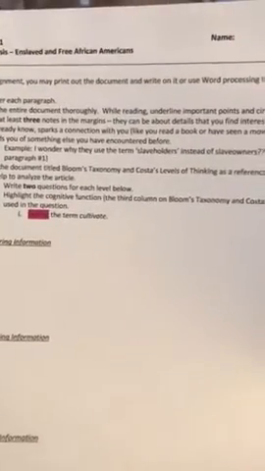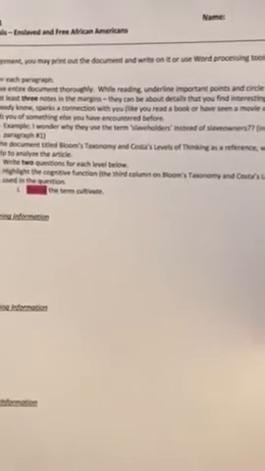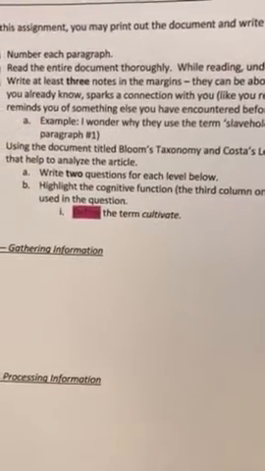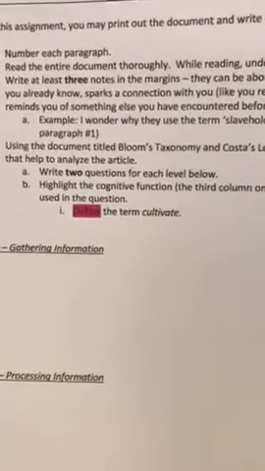And B says, highlight the cognitive function, which you're going to find on Bloom's Taxonomy in the 3rd column, that is used in each question. So for example, if one of the terms that you wanted to use is define, right? Define the term cultivate, you're going to highlight it. So use an actual highlighter or use a highlighting function in a word processing application on your computer.